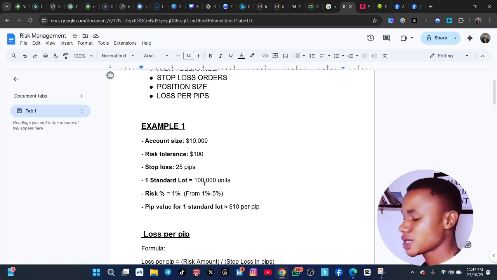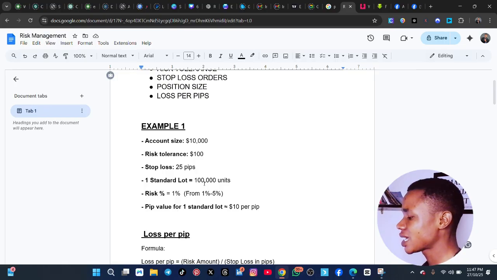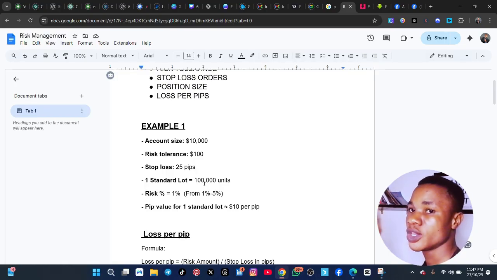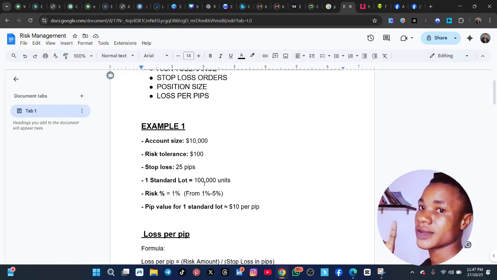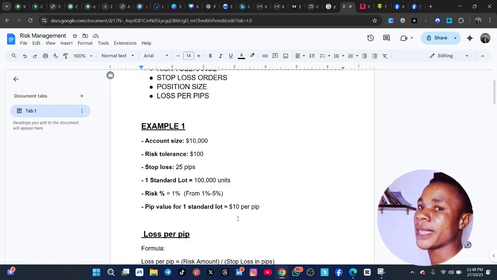We have standard lot size, micro lot size, and mini lot size. One standard lot size equals 100,000 units. One micro lot size equals 10,000 units, and one mini lot size equals 1,000 units. So let's say that the pip value per one standard lot size is $10 per pip.